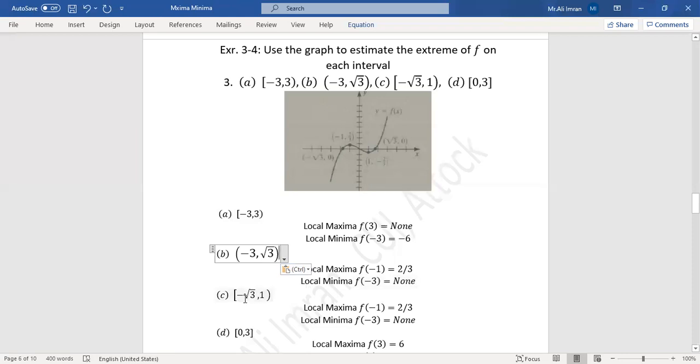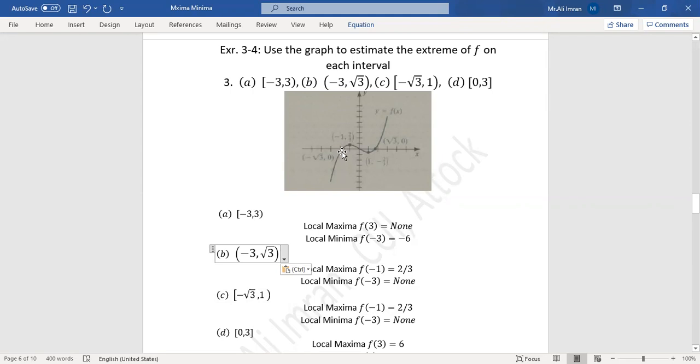Now c part: minus 3 square root 3 means that this is the data point and x is equal to 1. Now this is the interval. Now if we look around the local maximum, this is the highest peak and this will be equal to the local maximum. F of minus 1 is equal to 2 by 3 is the local max value.